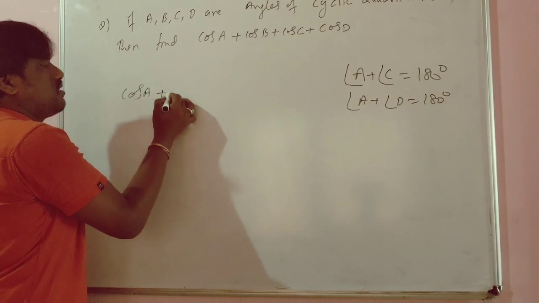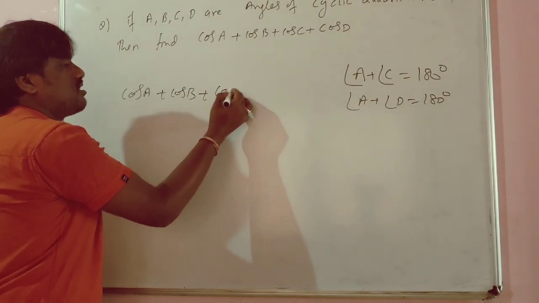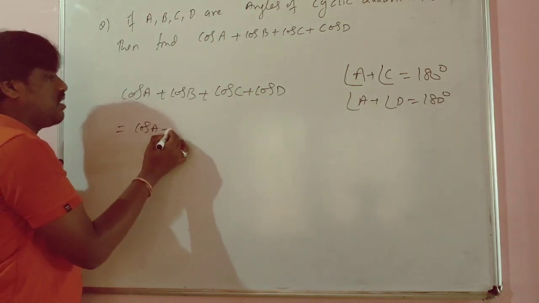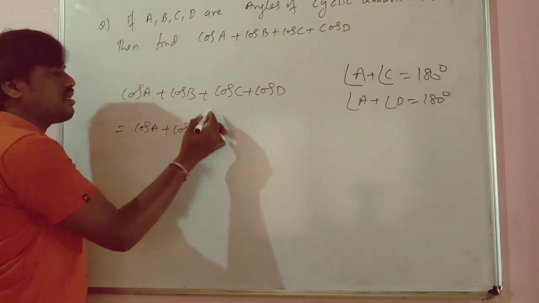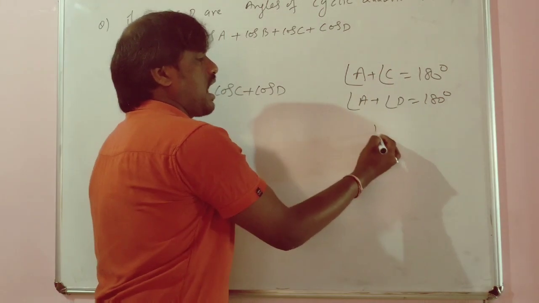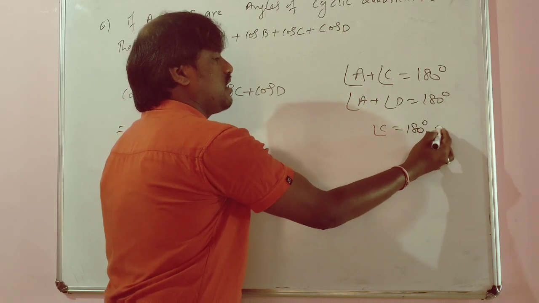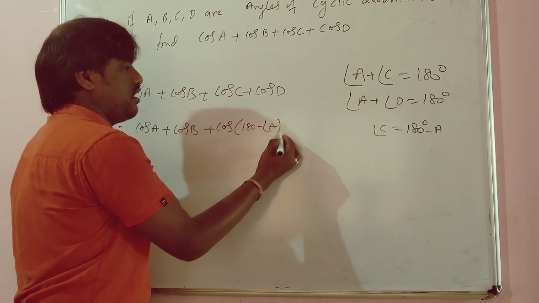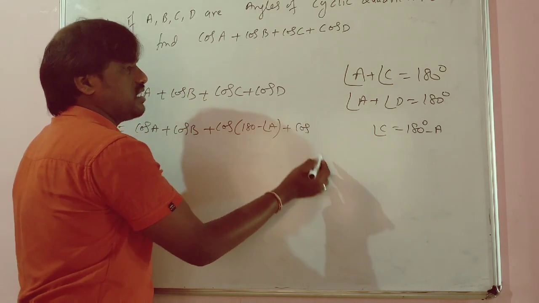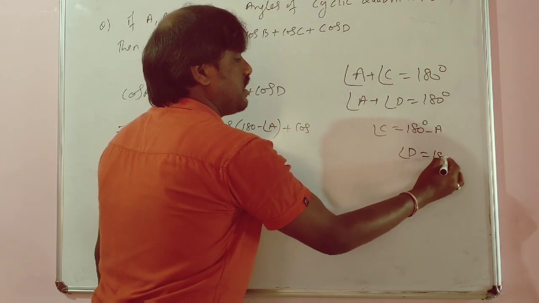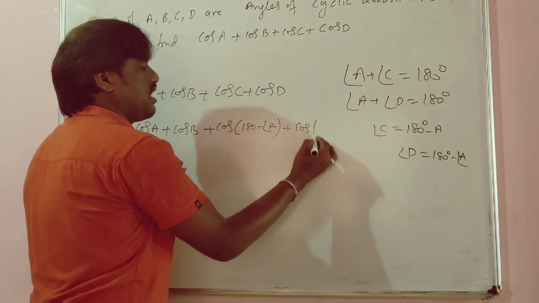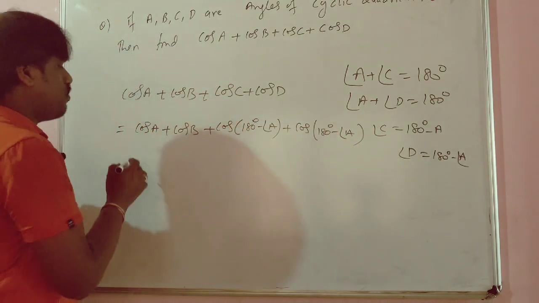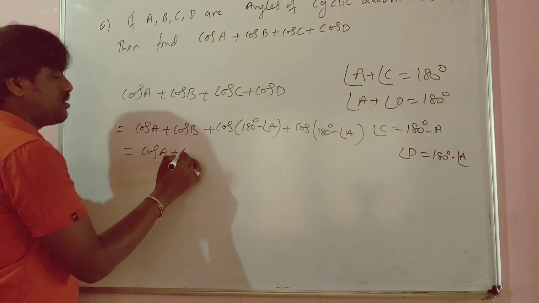The value of cos A plus cos B plus cos C plus cos D I have to find. Here I cannot change cos A and cos B, I will keep them the same as they are. But cos C I will change. How will I change it here? Angle C I can write as 180 minus A, so I will write cos(180 minus angle A). Plus angle D I will also change, as 180 minus angle B. I am writing like this. So what I am going to get here: cos A plus cos B.